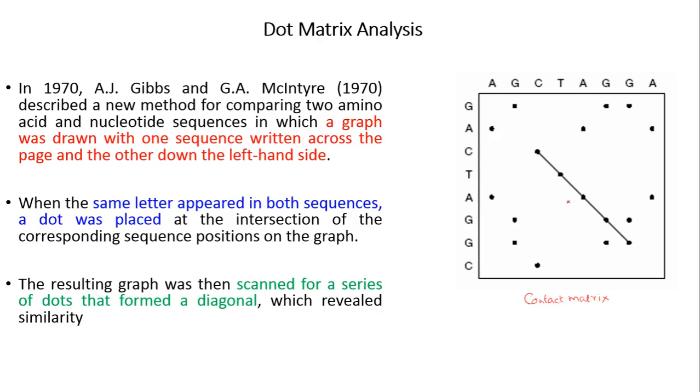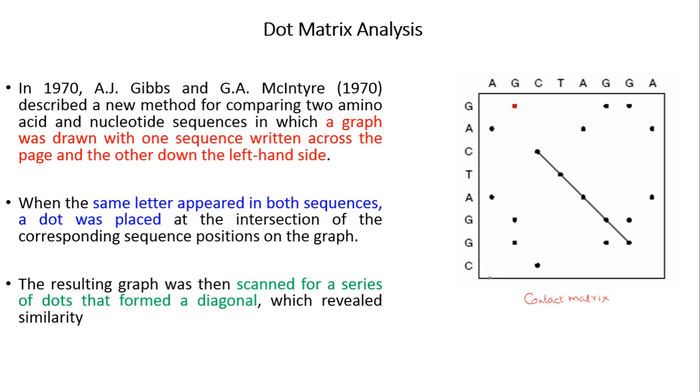The next step in this dot matrix analysis is that in whatever box you figure out there is similarity between the two sequences, you place a dot. All of the dots present in your contact matrix represent the similarity between the two sequences. Whenever a similar letter appears in both sequences, at the intersection of the two corresponding sequence positions, you place a dot. In this way you generate a contact matrix with dots at different positions wherever there is similarity between the two given sequences.